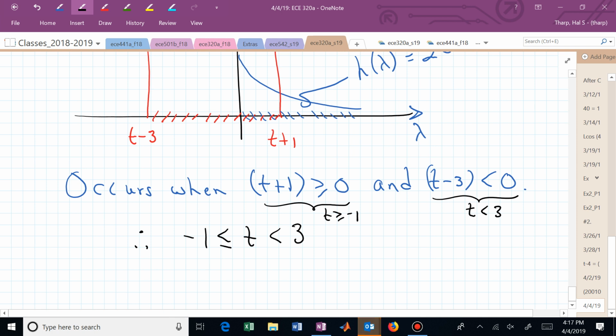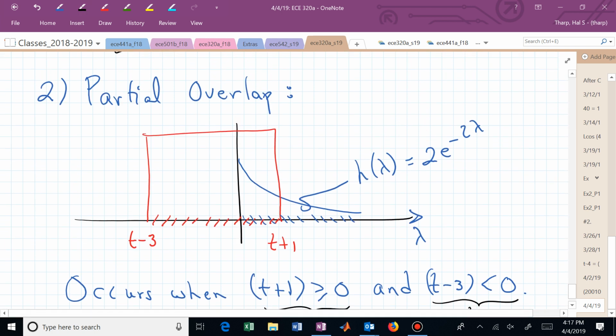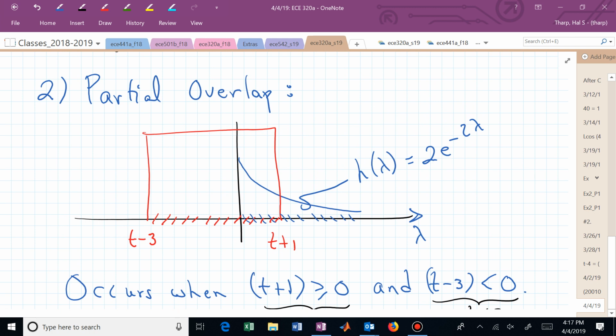I've just combined those. So now for time between minus 1 and 3, I have this overlap pattern. Now you want to know, well, what's y of t? What's the output? That we can now use our convolution integral to figure out. And what is our convolution integral?